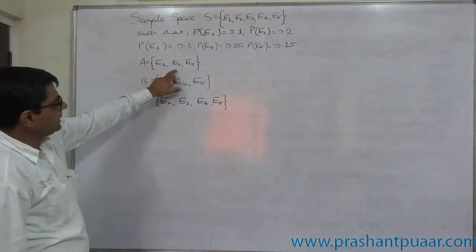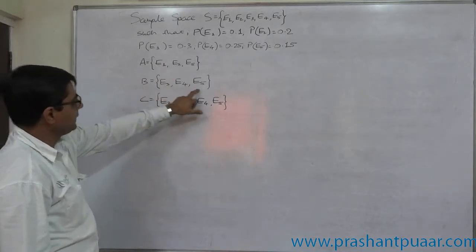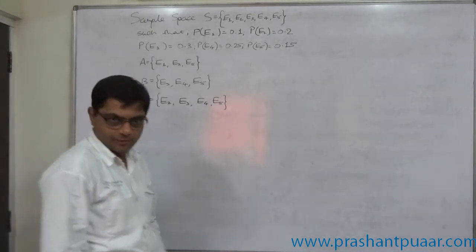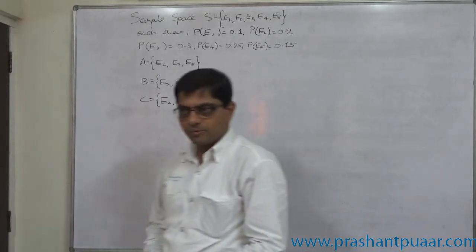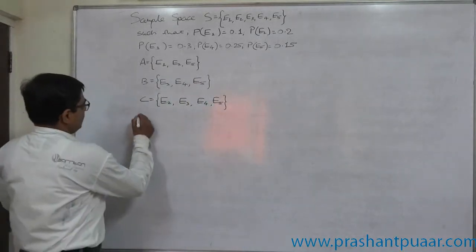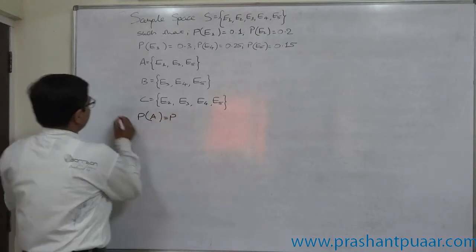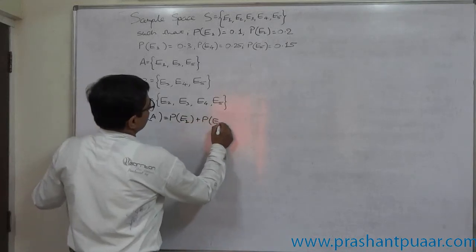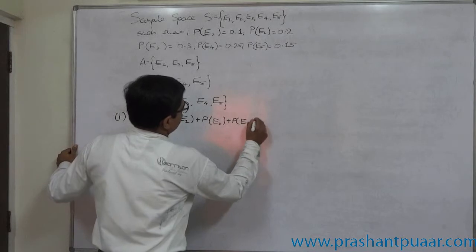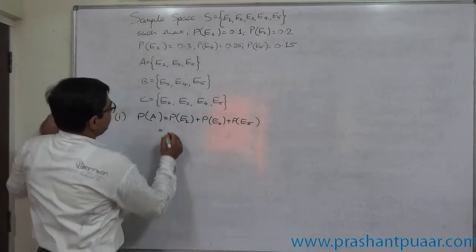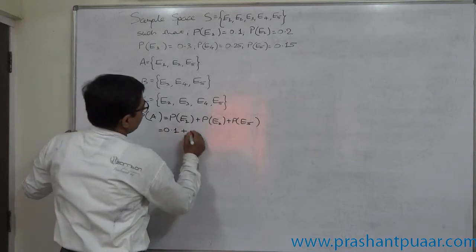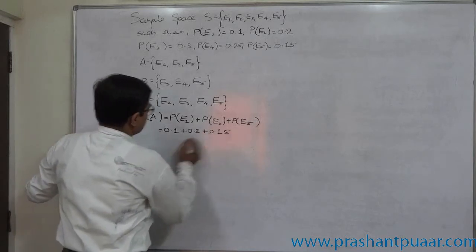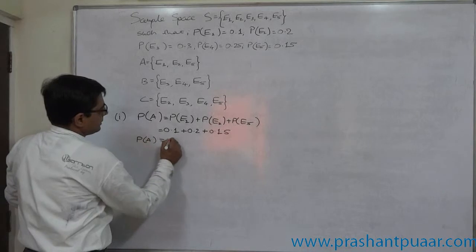Now A is made up of E1, E2, E5, B is made up of E3, E4, E5, C is made up of E2, E3, E4, E5. First of all, P of A, P of B, P of C, P of A complement, P of B complement, P of C complement. Yes, P of A equals P of E1 plus P of E2 plus P of E5. Now according to the list, P of E1 is 0.1 plus P of E2 is 0.2 plus P of E5 is 0.15. So P of A is 0.45.